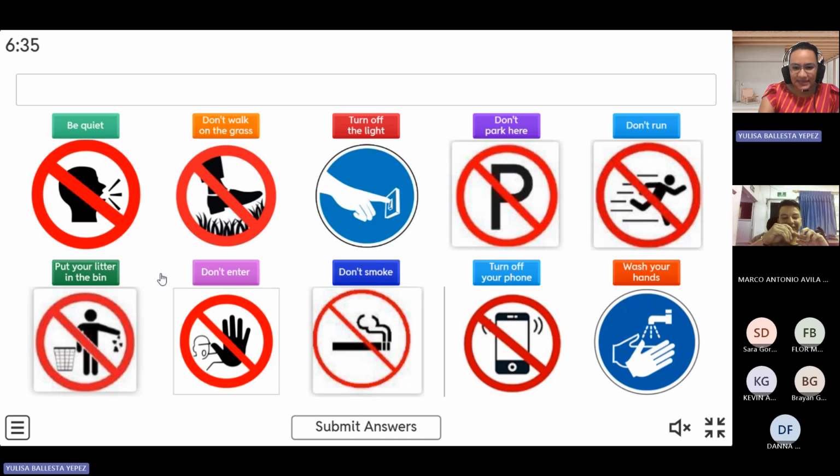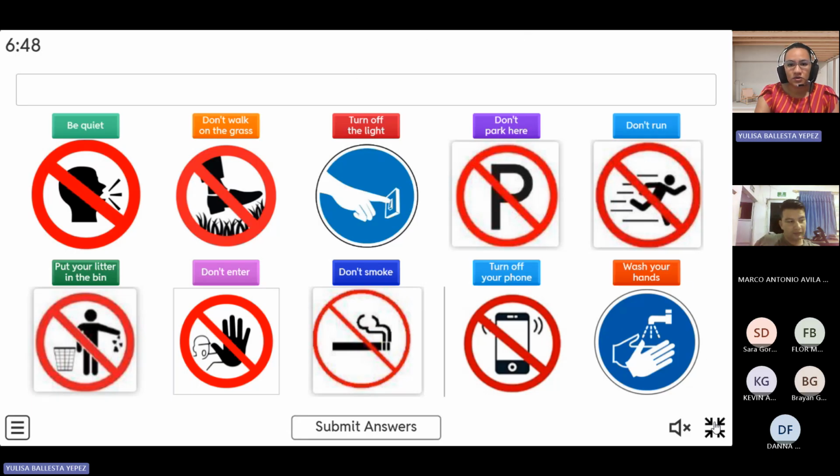So the last one is put your litter in the bin. In which places, I will ask Brian, please write in the chat, in which places could you see this advice? Put your litter in the bin. I would like you to see your answer, Brian. Okay, meanwhile you write the answer, these are almost the most typical imperatives that we use in English and in Spanish too.